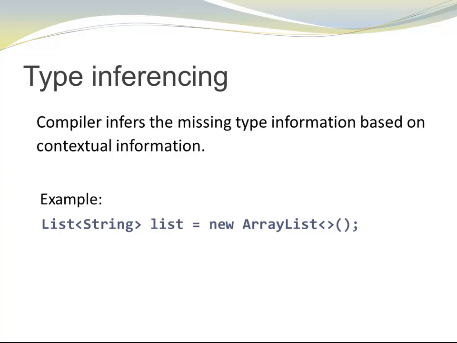There's one more thing I want to introduce, and that is type inferencing. When you declare and initialize a variable in a single statement, the compiler can infer the missing type based on the context. Here you can see my variable, declared as a list of strings, initialized with a new array list. Notice, no type is specified here. This type is inferred. This is sometimes called a diamond because the opening closing brackets resemble the shape of a diamond. You find type inferencing on the right hand side in combination with the constructor.